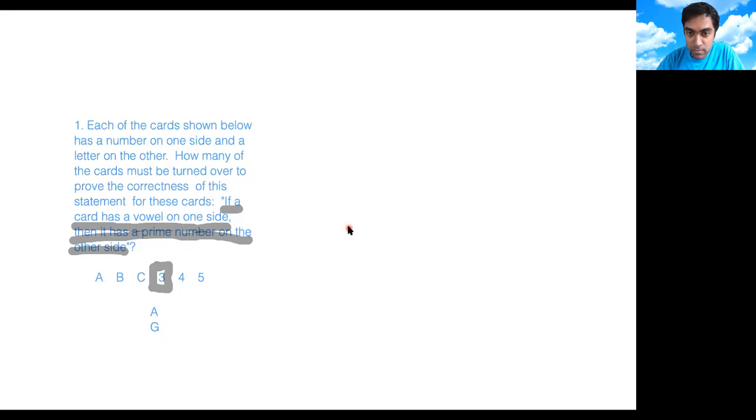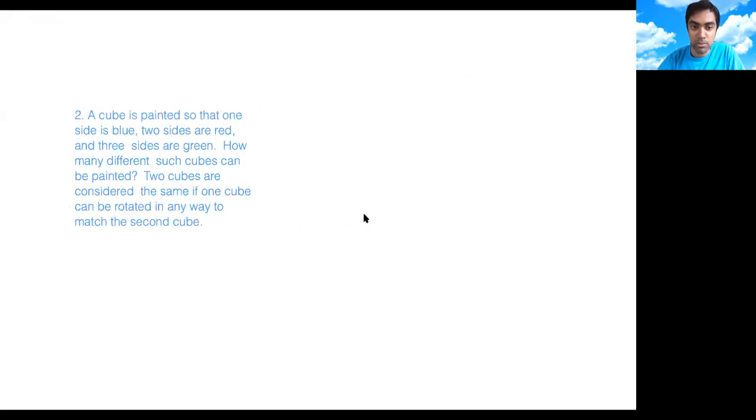Yes. Okay. Thank you. No problem. If it's still confusing, you can write out the cards and see what different letters on the other side would do. Is the statement true or false? I think that might help to make it clearer. Okay, any other questions? Okay, let's move on to the second question.